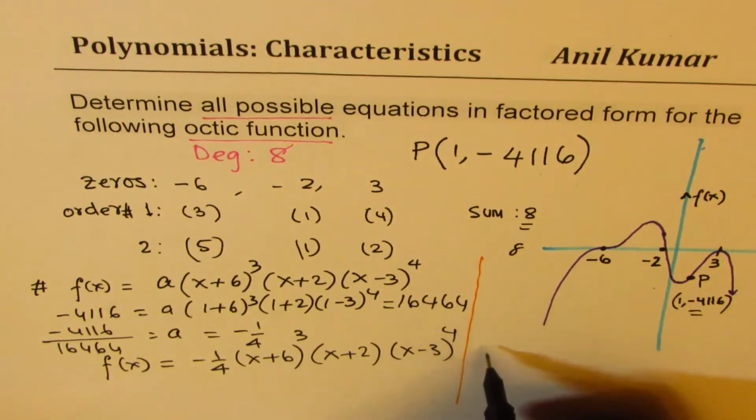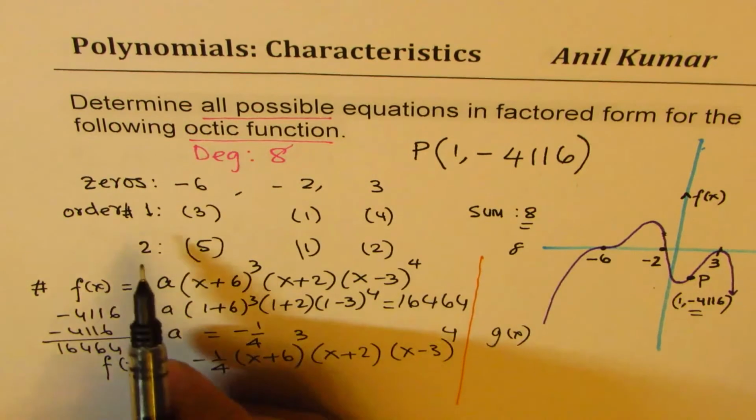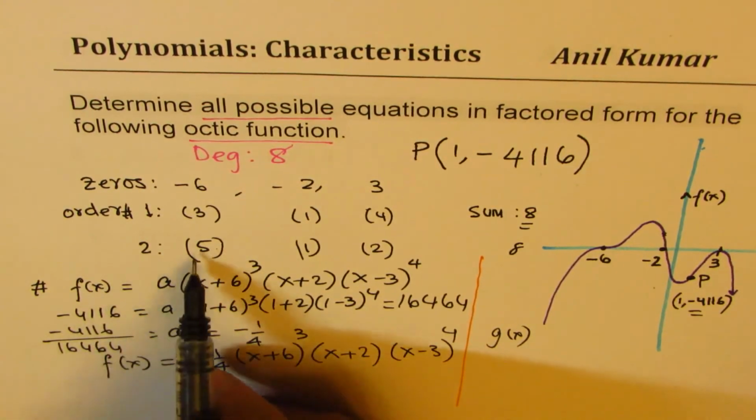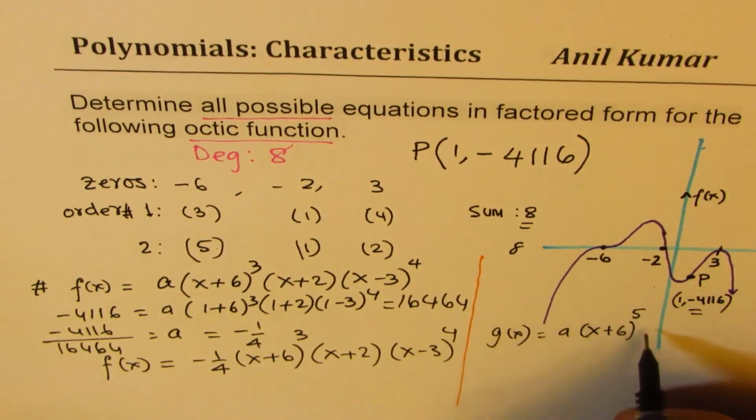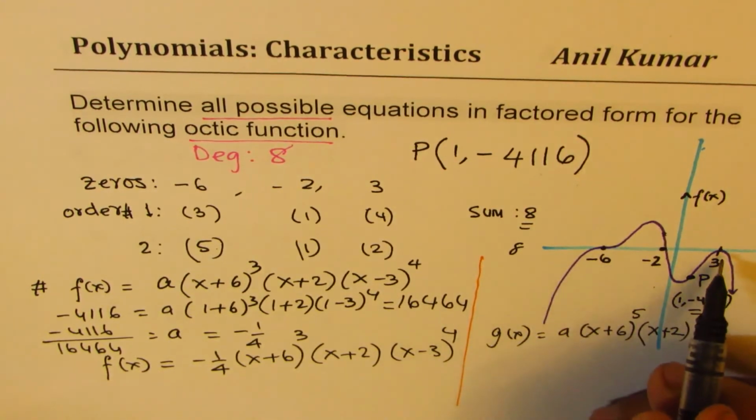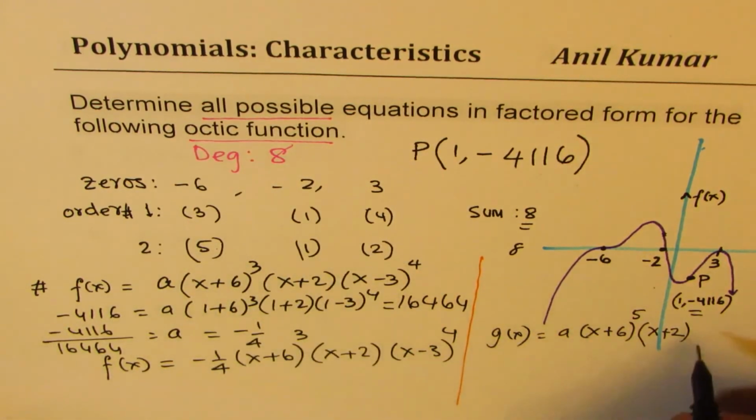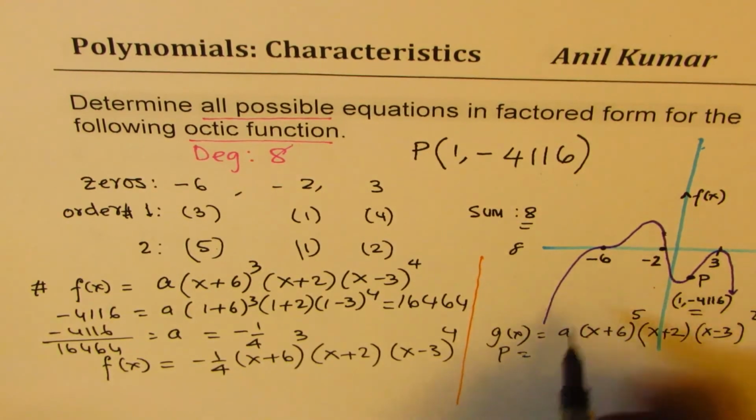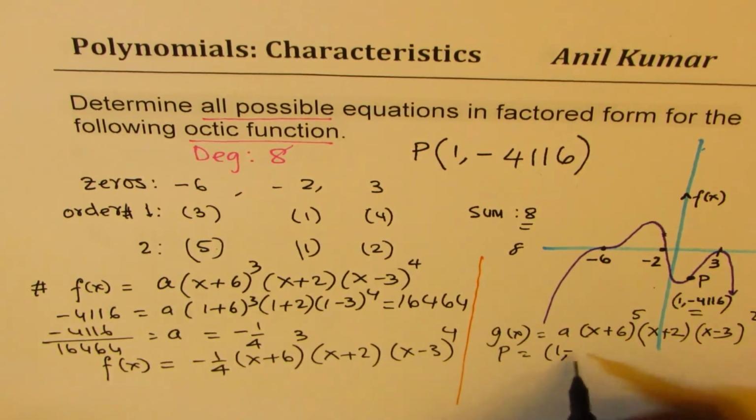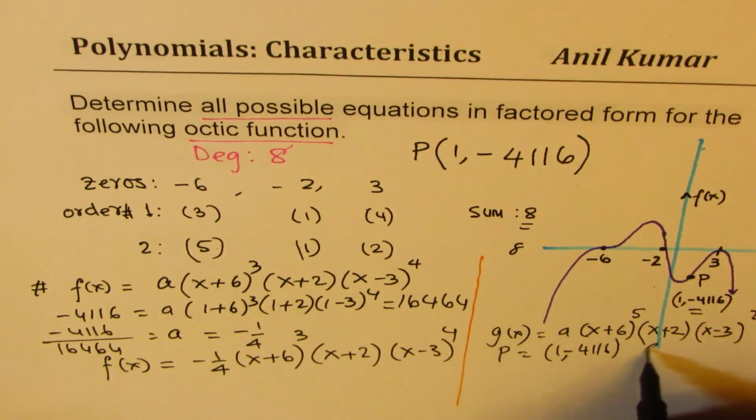Okay. Now let me write another function. Let me call this g of x, relating to the second part, degree 5. So we'll say a times (x minus 6) to the power of 5, times the second one, the linear factor (x plus 2), and then the square of (x minus 3), and use the point P, which is (1, minus 4116), to find a.